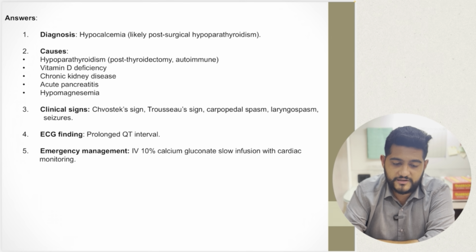Causes are hypoparathyroidism, vitamin D deficiency, chronic kidney disease, acute pancreatitis, and hypomagnesemia. The clinical signs, of course, are the Chvostek sign and the Trousseau sign, carpopedal spasm, laryngospasm, seizures, etc. ECG, the typical is a prolonged QT interval, and emergency management, definitely you have to correct it by giving calcium gluconate IV 10%, slow infusion with cardiac monitoring.